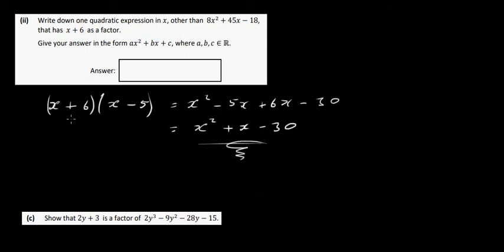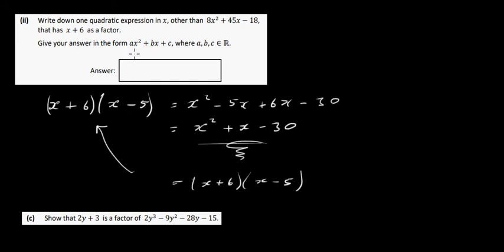If we multiply these two out, x times x will give me x squared, x times minus 5 is minus 5x, 6 times x is plus 6x, plus 6 times minus 5 is minus 30. So when I add these, it's actually going to be x squared plus x minus 30. This here is another expression where x plus 6 is a factor. In other words, if we were to work backwards here and factorize this, we would just end up with x plus 6 times x minus 5. We'll end up back here again.